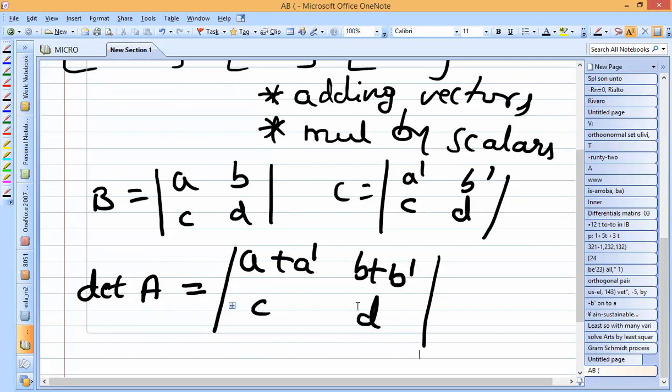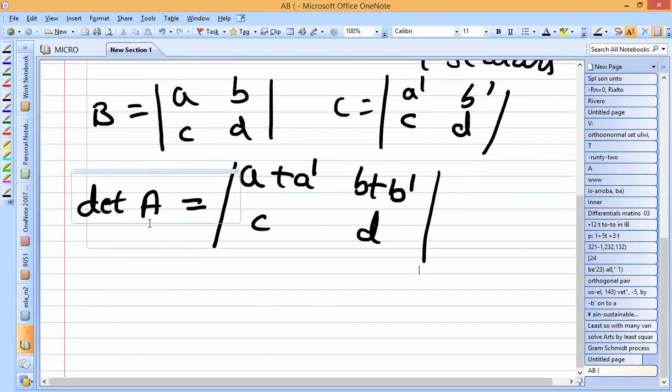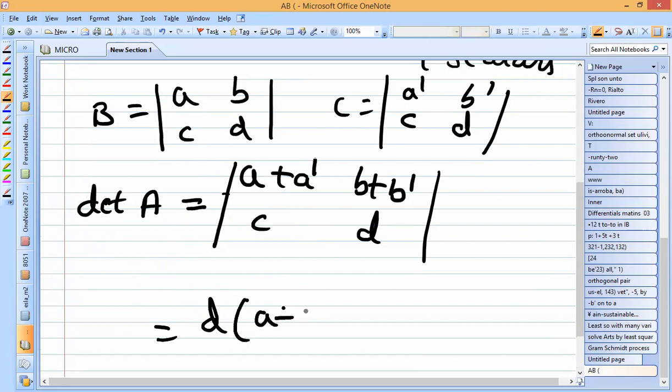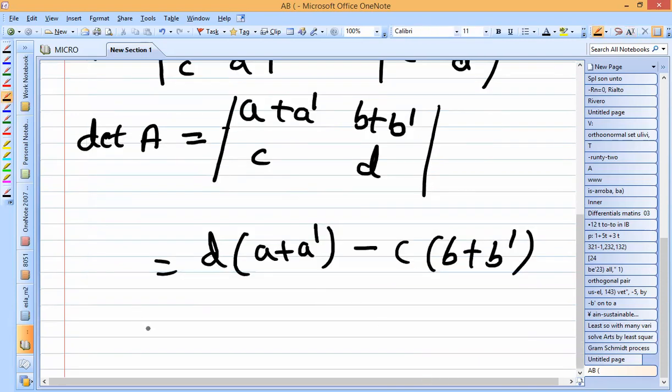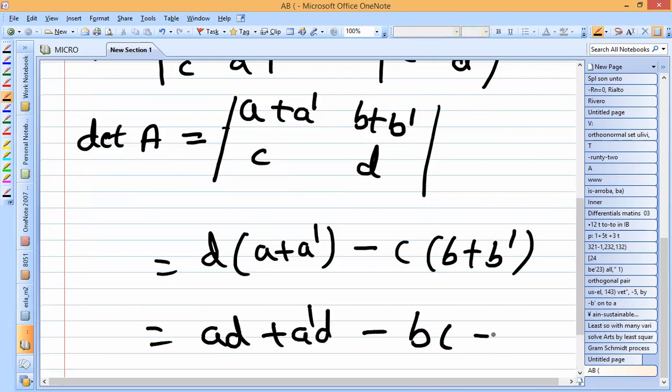So now, having this determinant A equal to this much, if you multiply row 1 by T, sorry, if you simplify this and solve the determinant, it results in D into (A plus A dash) minus C into (B plus B dash). This is equal to AD plus A dash D minus BC minus B dash C. So this is the equation for the determinant A.